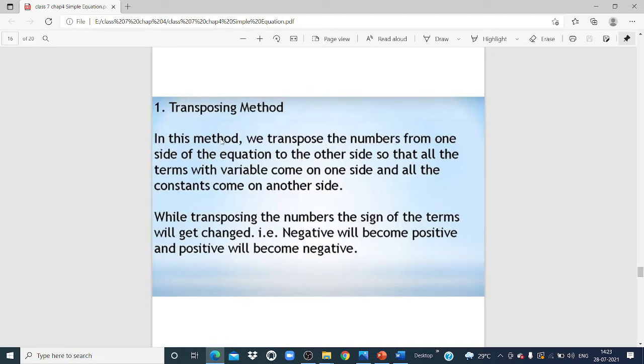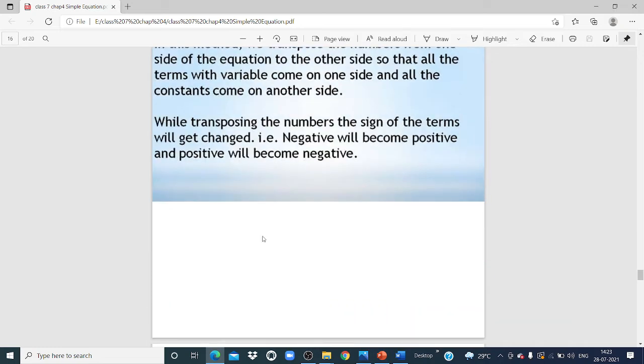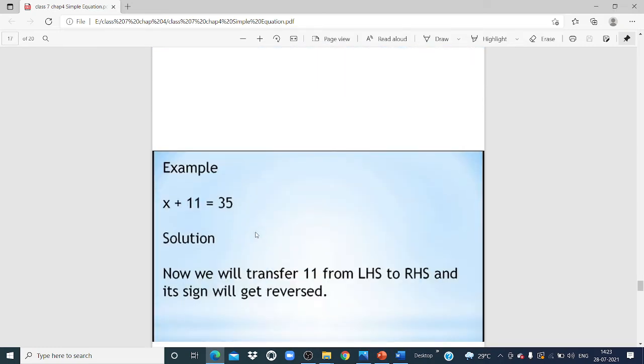The very important thing is that while transposing the number, the sign of the term will get changed. That is, negative will become positive and positive will become negative, right? Suppose in the example the number is positive, so while transposing it is going to convert into negative and vice versa. Understood? So here I have taken one example.